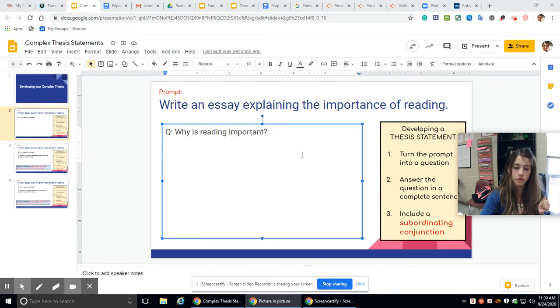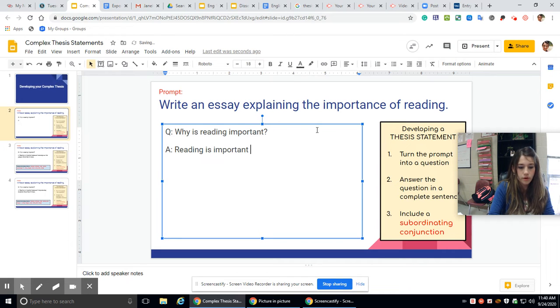Now it says answer the question in a complete sentence. Okay, so I'm really simply just going to start out by restating the question. Reading is important. And it also says down here in step 3 that we should add a subordinating conjunction to our sentence. So I'm going to go ahead and add because. So guys, subordinating conjunctions are what make your sentences complex sentences. Okay, so yes, I'm asking you to write a thesis statement as a complex sentence.